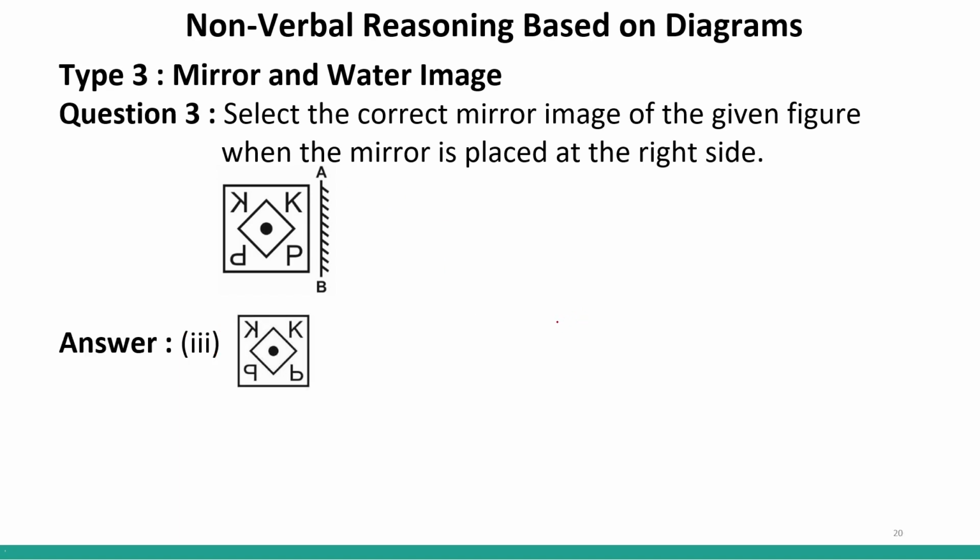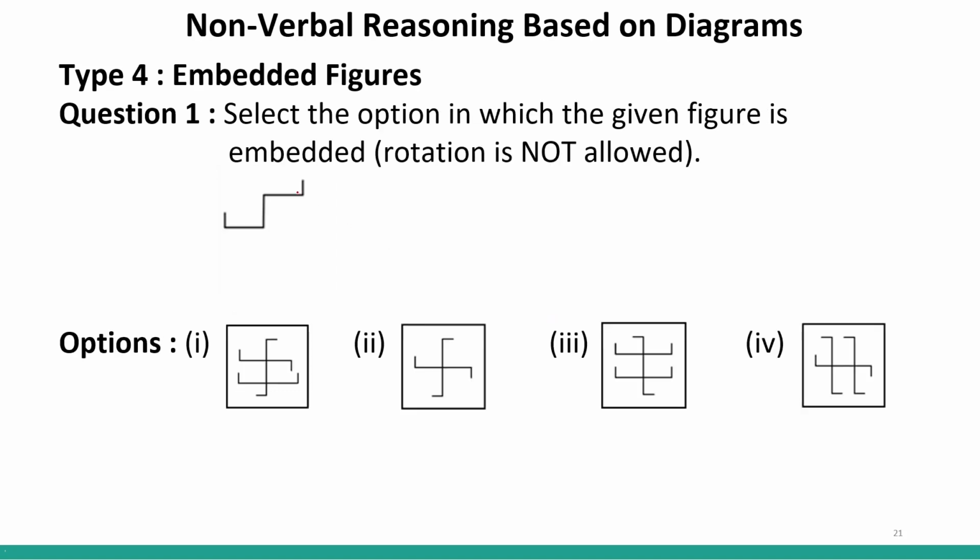Here is the solution. Option number 3. So this is mirror and water images. Then we have embedded figures. Embedded figures means that certain figures are given and we have to see this figure is a part of which of the following figures. So basically what we are trying to do is we are trying to deduce this figure is a part of which figure. Rotation is not allowed.